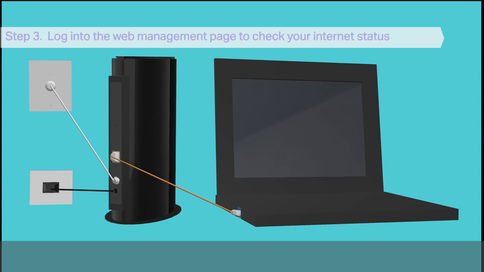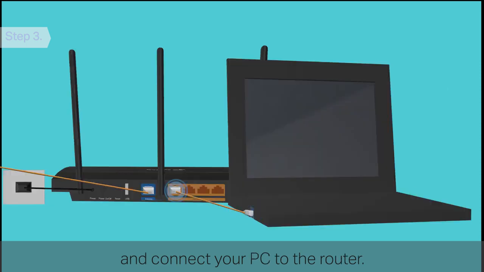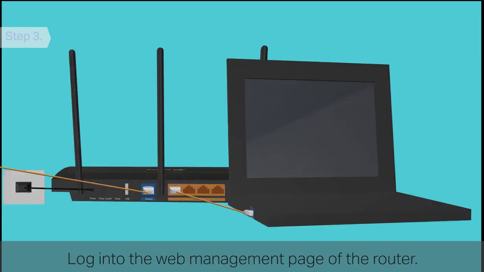Step 3. Log into the web management page to check your internet status. Again, connect your router to the modem and connect your PC to the router. Log into the web management page of the router.